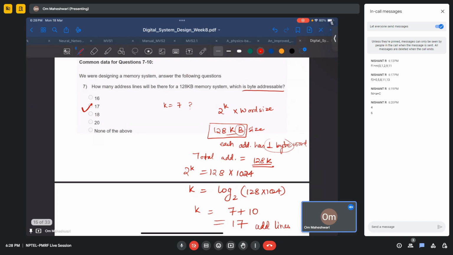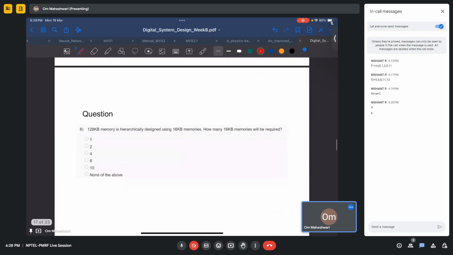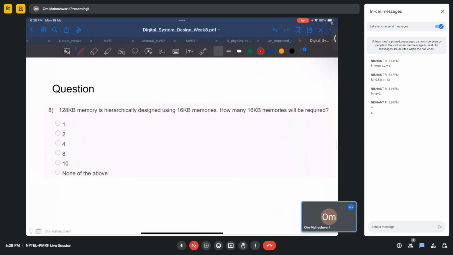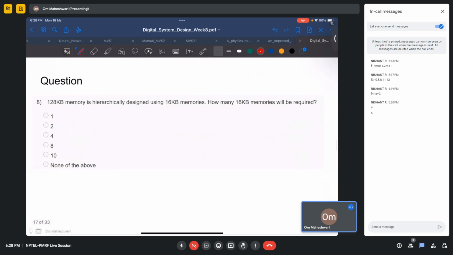Okay. So next one. This is simple. 128 KB memory is hierarchically designed using 16 KB memories. How many 16 KB memories will be required? So 8, simple, just 128 KB divided by 16 KB. This is 8.